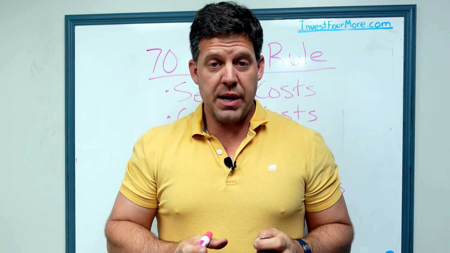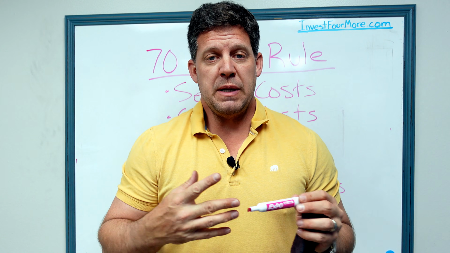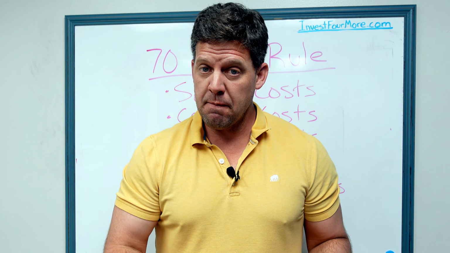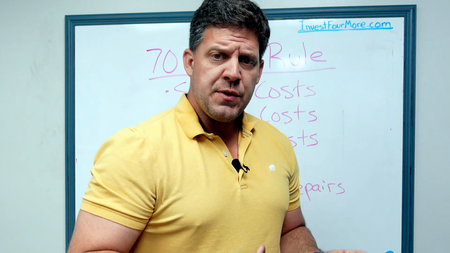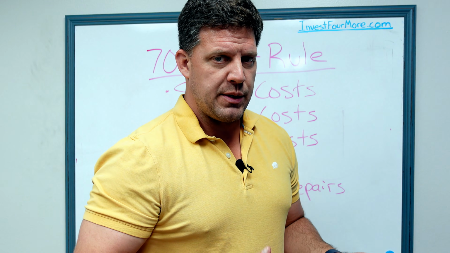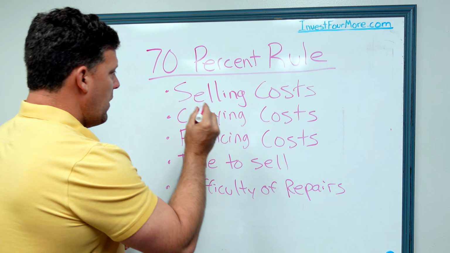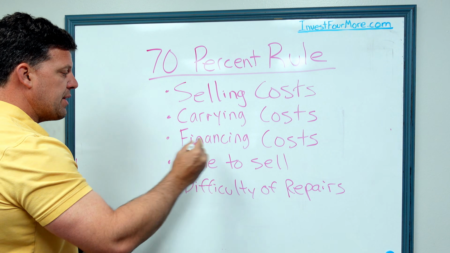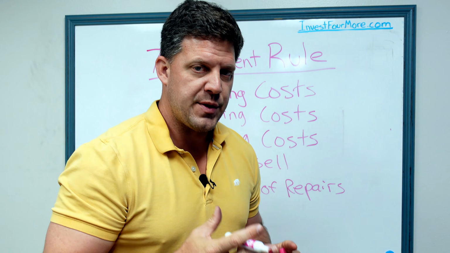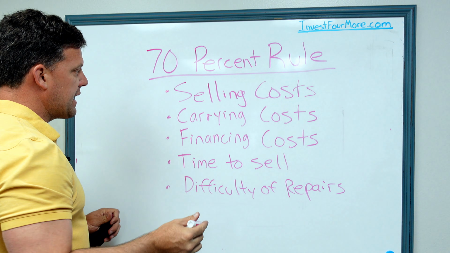So the only thing the 70% rule really needs as inputs is the ARV and the repairs. That's it. So why does that lead to errors and problems? All of these are different on every single deal, and they are not accounted for in that rule.